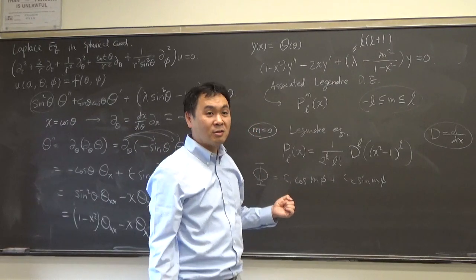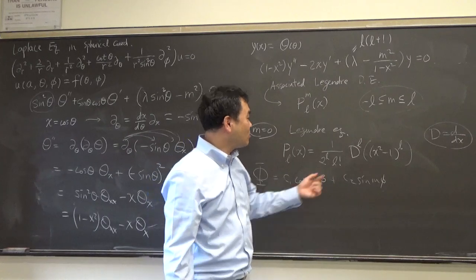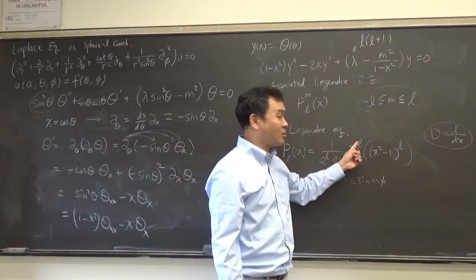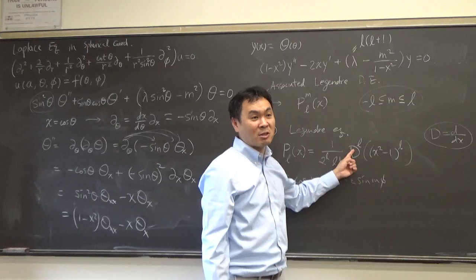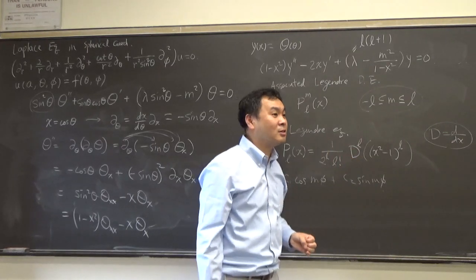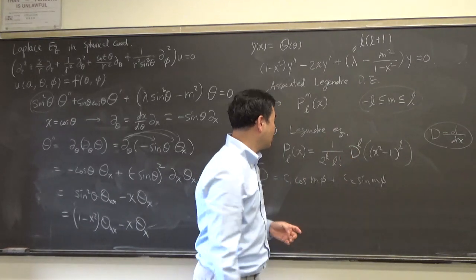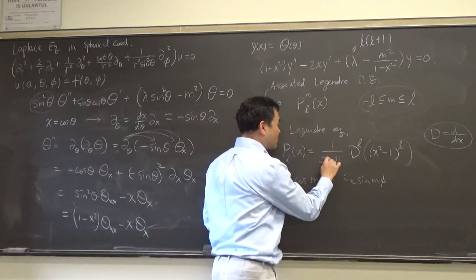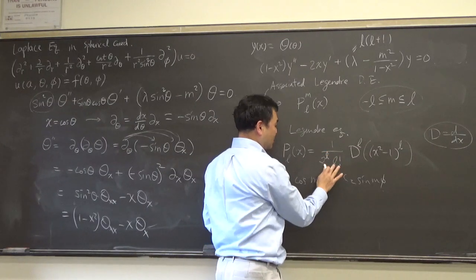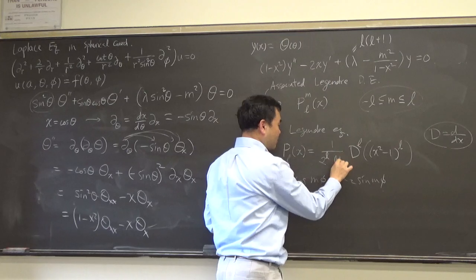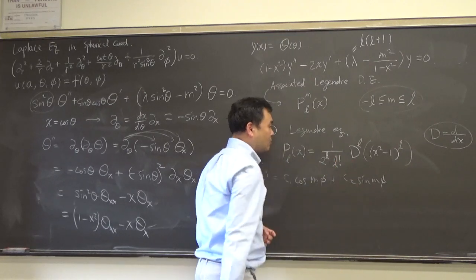What is D^L? D^L is just d/dx? You differentiate d/dx to the Lth power, meaning that you differentiate L times. Yes. And the denominator, is that 2 raised to the L times L factorial? Yeah, 2 raised to the Lth power, L factorial. And L factorial. Yeah.